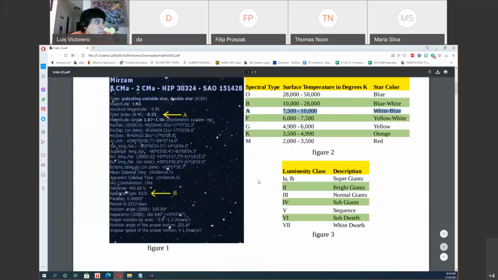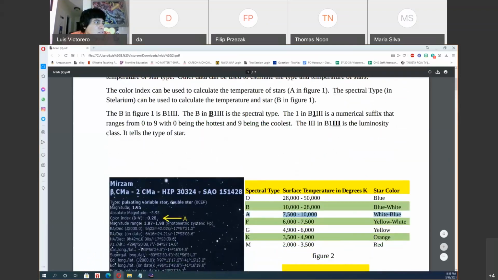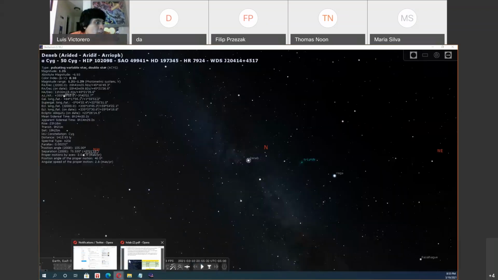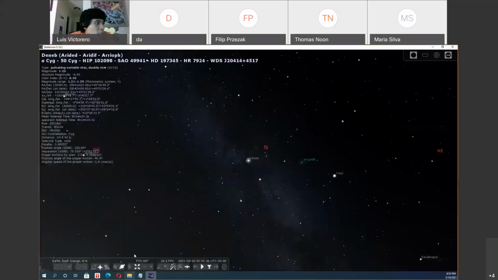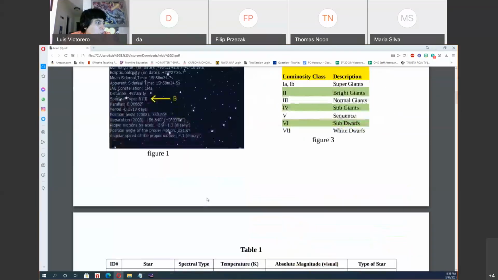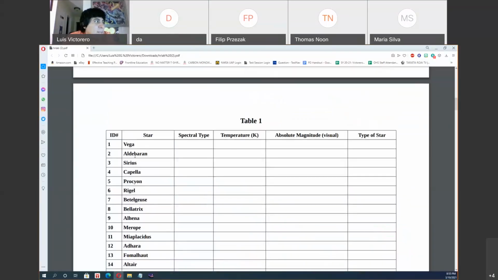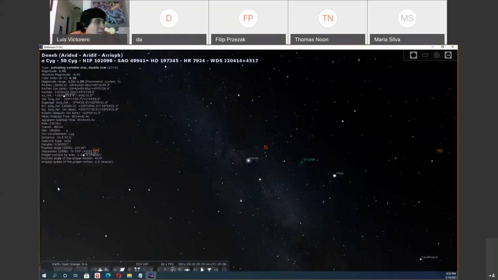Then what about the second one? Yeah, Vega will be way hotter than that. That's why it's very luminous. Maybe it was the second one, because we got like 4,200. Yeah, it's Aldebaran. You know why? Because Aldebaran is a red giant.